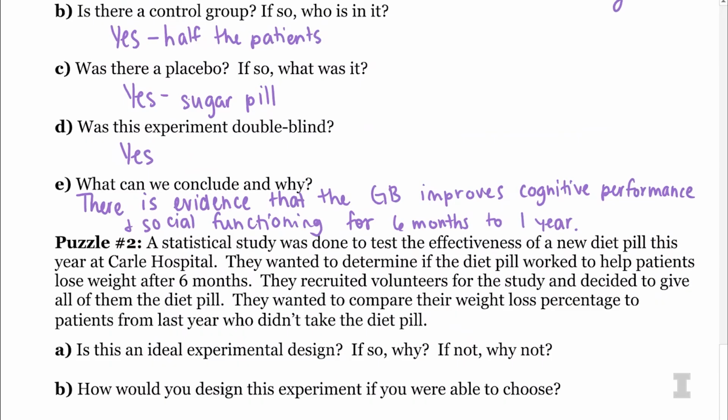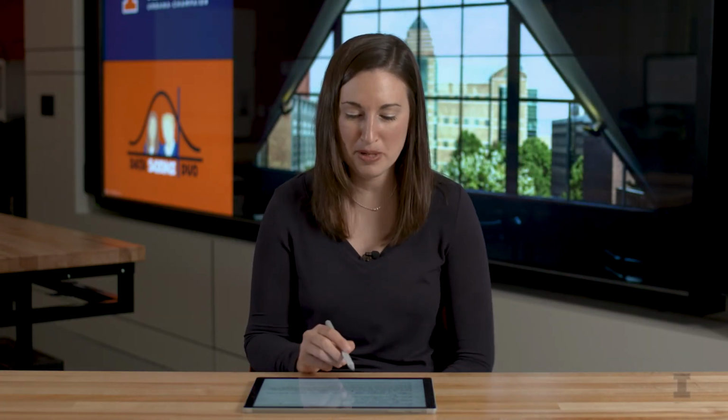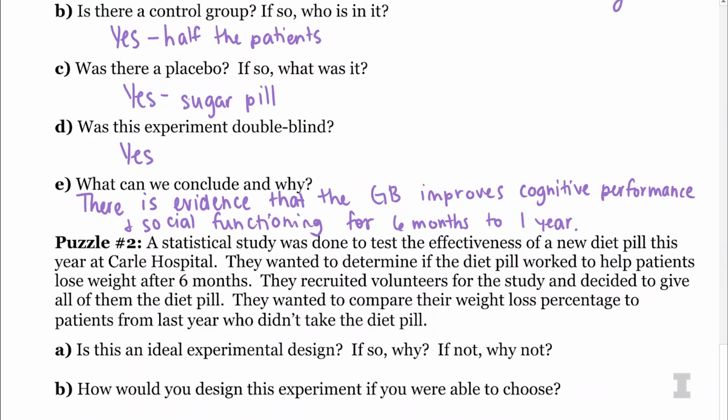It says a statistical study was done to test the effectiveness of a new diet pill this year at Carle Hospital. And the researchers wanted to determine if the diet pill worked to help patients lose weight after 6 months. So again, we have an example of a pill that's super common for these randomized controlled experiments. And this says they recruited volunteers for the study and decided to give all of them the diet pill. So I might have spoke too soon. This probably isn't a randomized controlled experiment because they're not randomly dividing the subjects. It says they wanted to compare their weight loss percentage to the patients from last year who didn't take the diet pill. So the first question asks us, is this the ideal experimental design?